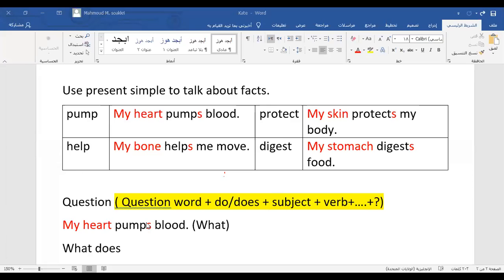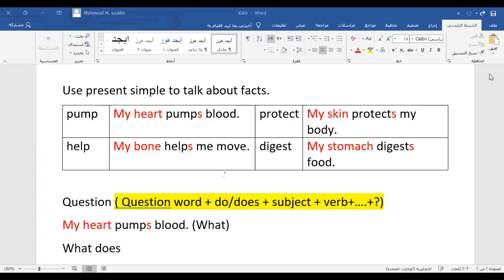My heart pumps blood. My heart is the subject. Yasin Khalid, why is my heart the subject? Because it is red, or because it comes before the verb? Because it comes before the verb. So the words that come before the verb are the subject. Is it right? Yes. Thank you.